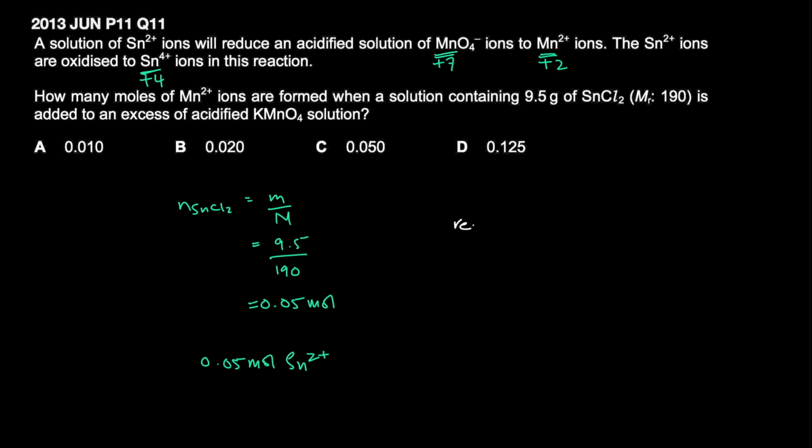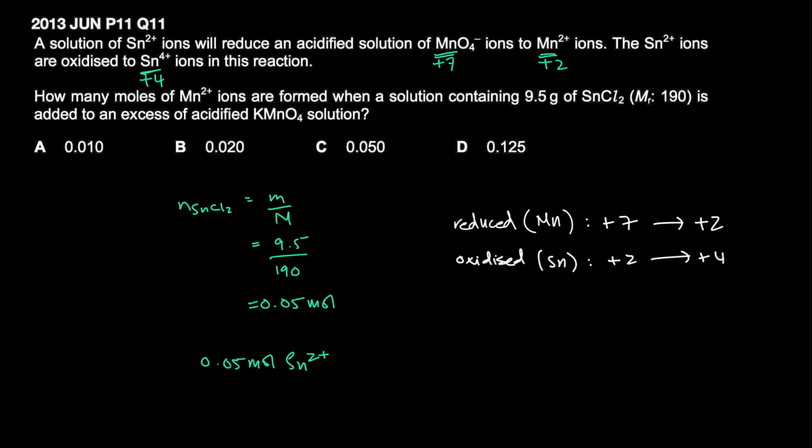So we're going to balance the changes in oxidation numbers. If you think about what's being reduced, manganate 7 is being reduced. It's the oxidizing agent. Specifically, it's the manganese that's going from +7 to +2. And if you think about what's being oxidized, it's the tin going from +2 to +4. The change in oxidation number for the manganese is -5, and the change in oxidation number for the tin is +2.